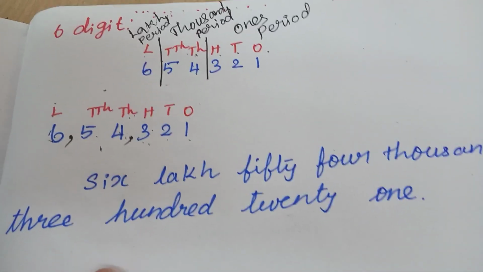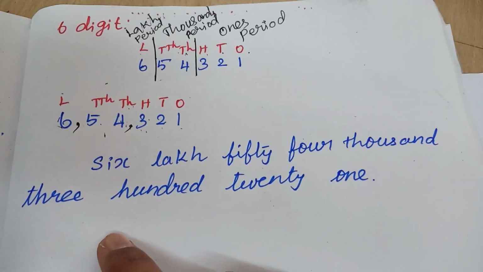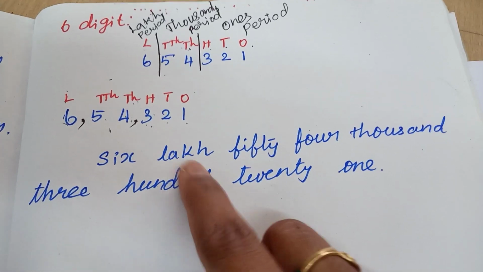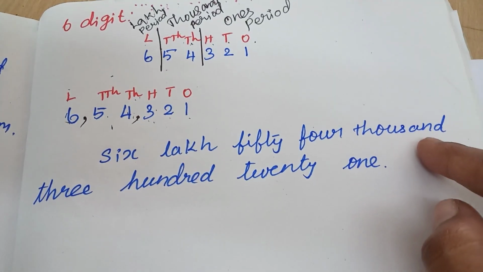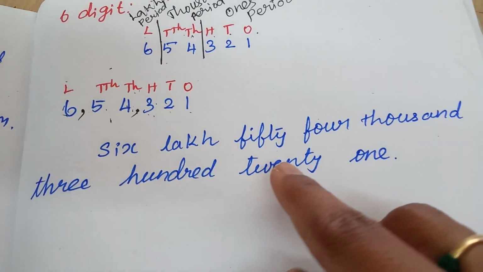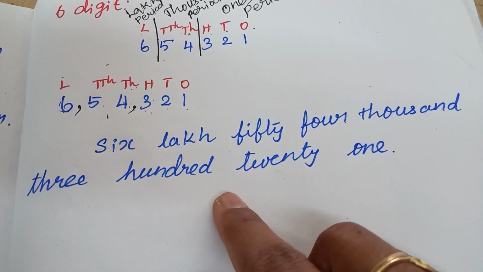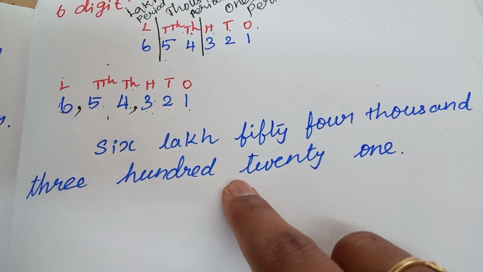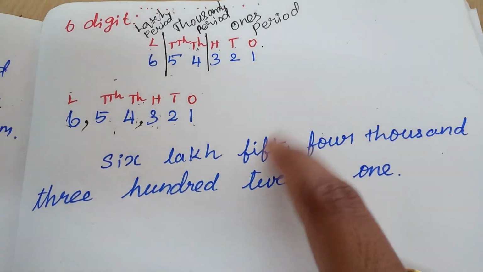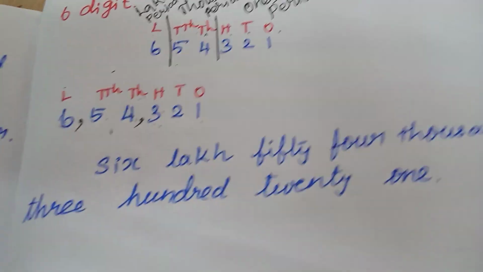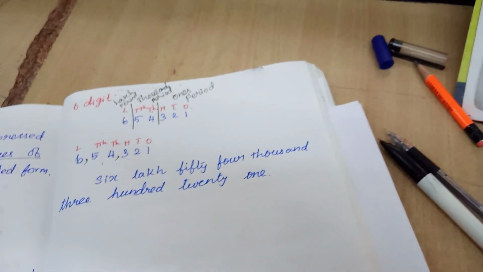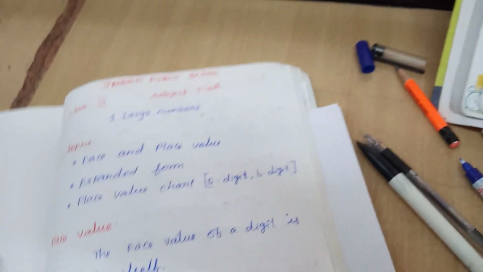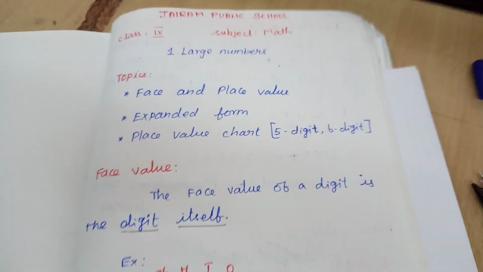Next we move to how to write the number names for a 6-digit number. 6,54,321. Here also you don't use the word 'and'. That is a condition. Do you have any doubts in this? Now we have to recall the face value, place value, expanded form, and lastly the place value chart for 5-digit and 6-digit numbers.